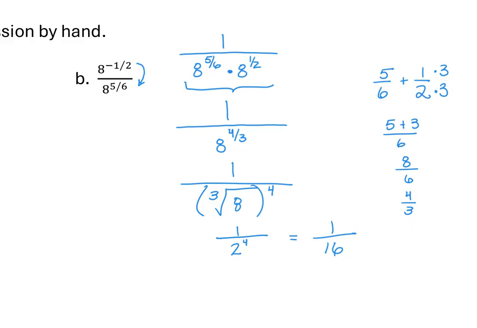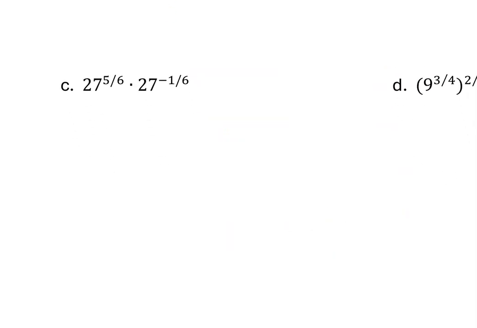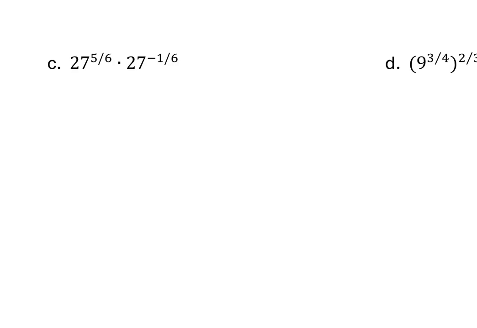All right, let's look at a couple more. Okay, if we look at example C, we have 27 to the 5/6 times 27 to the negative 1/6. Here, I'm going to go ahead and do my multiplication. You could change exponents to positives if you want. Again, there's lots of ways to do these. But when I look at this, I want to think about, okay, I'm just going to add my exponents. We have the same base, and so we want to add them.